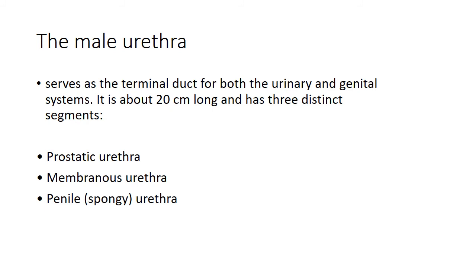The final part is the penile urethra, which extends for about 15 centimeters along the length of the penis. This part is lined with pseudostratified columnar epithelium proximally. However, at the distal end of the penis, near the exterior, it is lined with stratified squamous epithelium, which is continuous with that lining the skin of the penis.